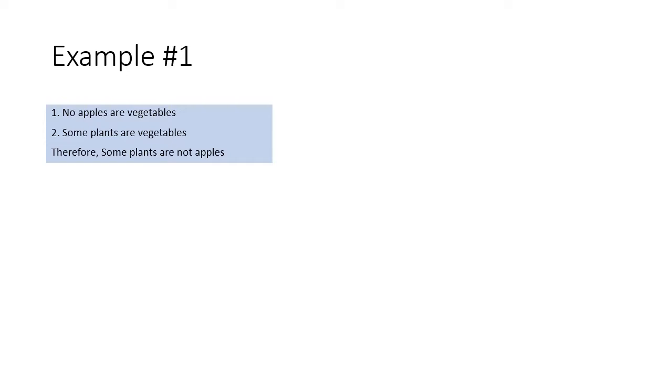Alright, here's example number 1. We've got our 3 premises. We have a universal and 2 particulars. So first step is always to identify the terms. S is the subject of the conclusion, it's going to be plants. P is going to be the predicate of the conclusion, that's apples, and then vegetables is the middle term, it's the leftover term.